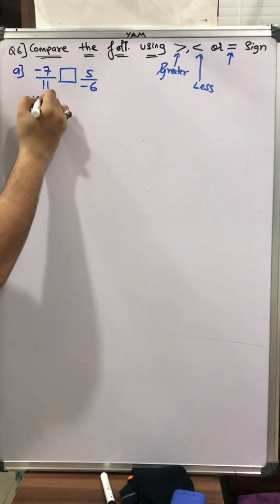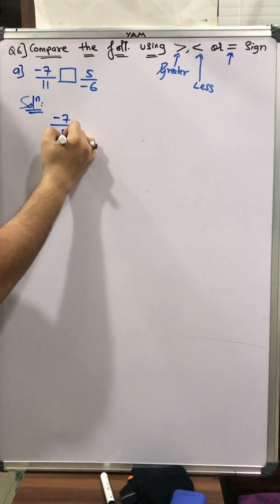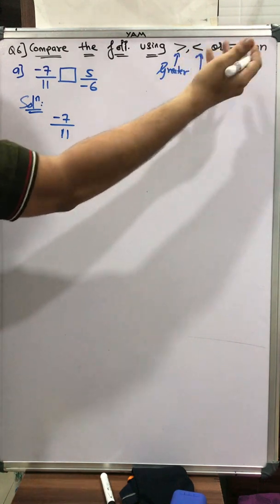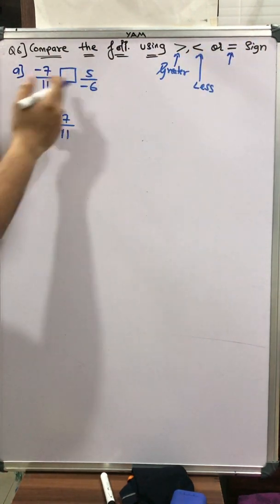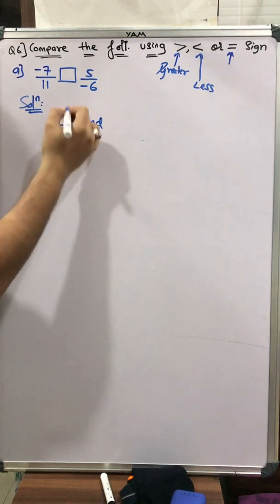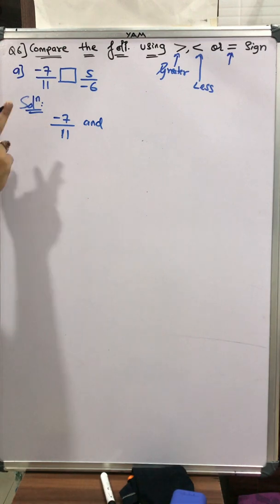Pay attention to this question. Solution: minus 7 upon 11. Okay, in this box I have to fill either greater, less, or equal, the relationship between the given rational numbers. But right now I'll write the word AND between them. And see, I'll make one change. Please pay attention. Same as I used to do in the previous question.